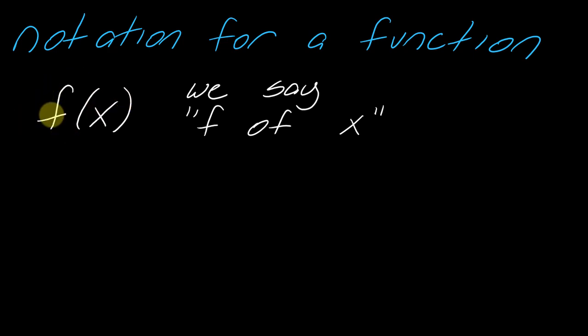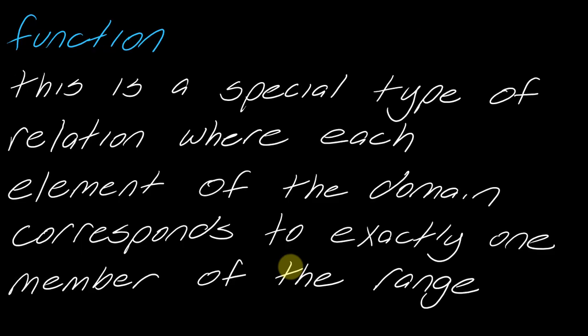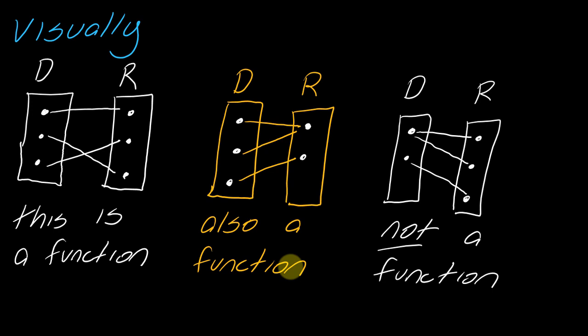So whenever I read this, I always say f of x. And by the way, you don't have to just use f and x. You can use other letters. So this would be g of x, h of x, a of m, z of k. So maybe you're thinking, well, how do I know that I'm not supposed to multiply these together? You will always be told that g of x is a function, a of m is a function. And when you are told that, then you get for free that it fulfills this definition, or another way to think of it is you are guaranteed, if you're told that it's a function, that it's going to have one of these types of okay relationships.